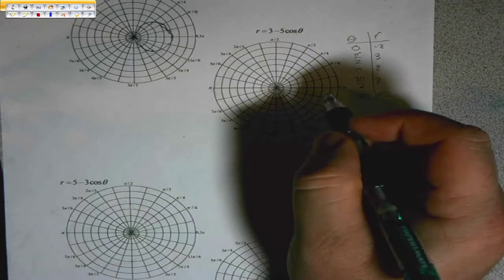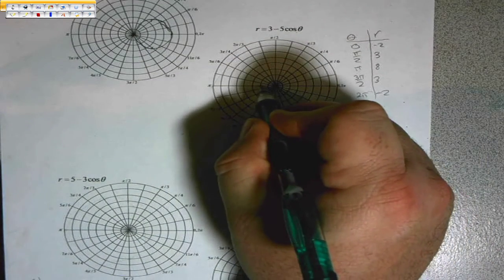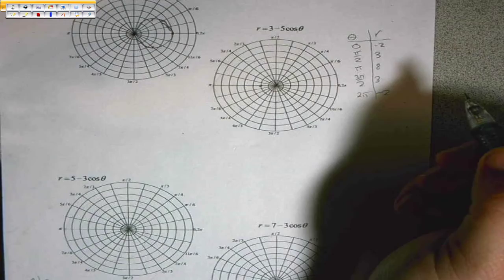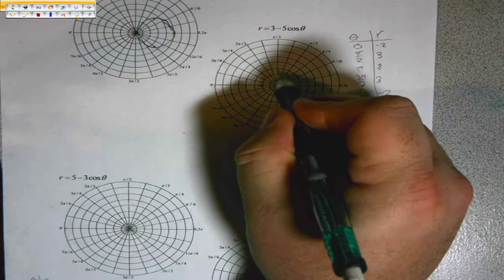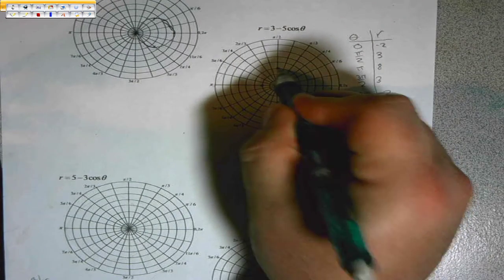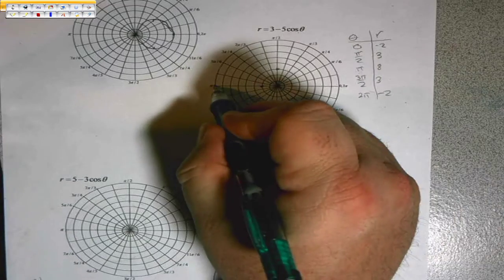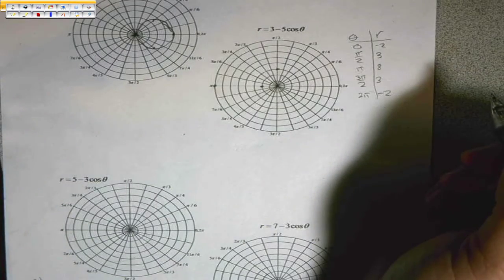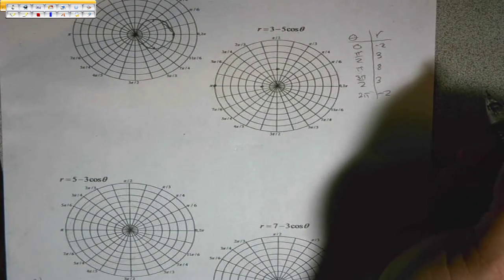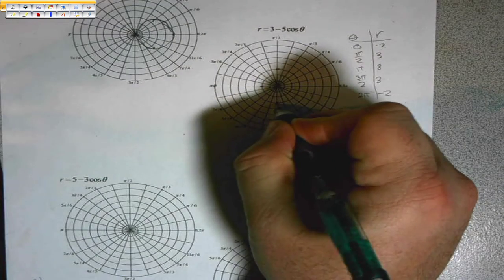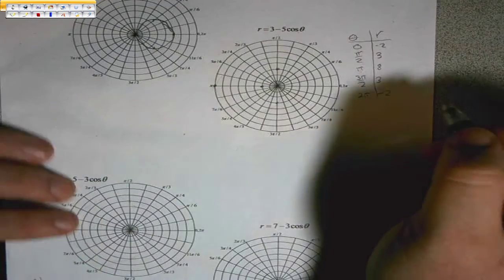Let's plot the points. We get 0, negative 2. That's back there. Pi over 2 is 1, 2, 3. Pi is 8. That's all the way over here. 3 pi over 2 is 3. So 1, 2, 3 down there. And then 2 pi is back to negative 2.